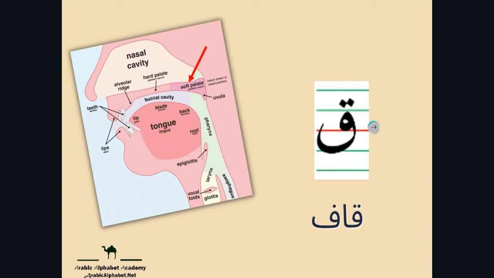As we see here, the letter Qaf is formed by two parts. One of them is above the line and the other one is under it. To write it, it's very simple. We start by making a small circle above the line and then we connect it directly to the curve under the line, and finally we add the two dots of the letter Qaf.